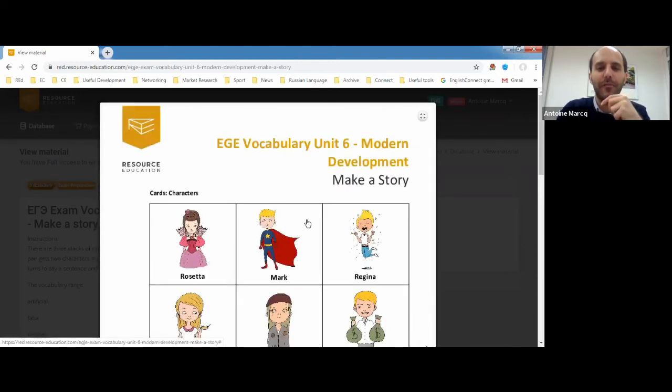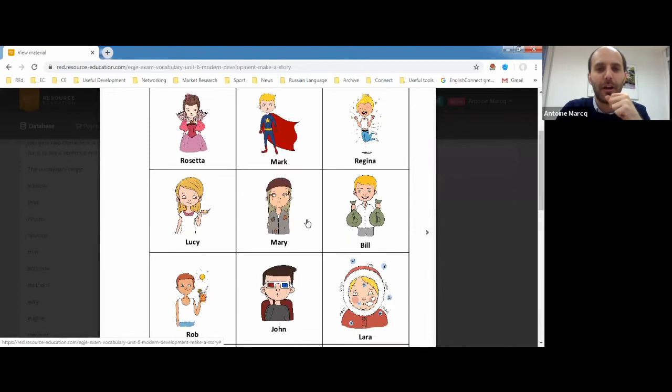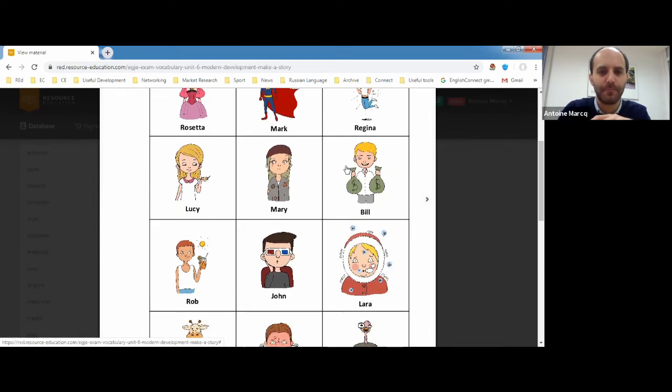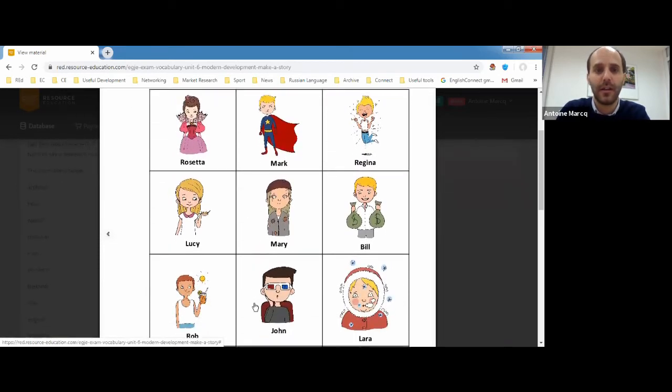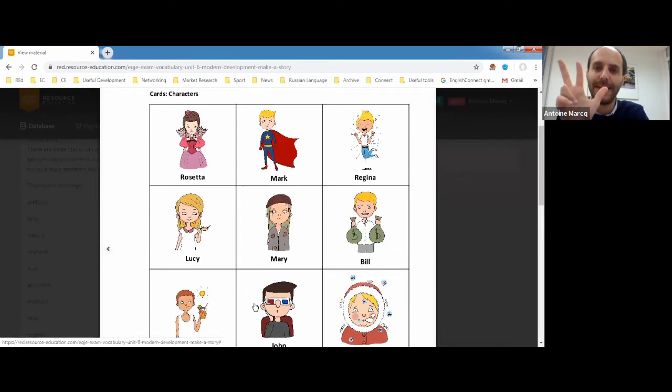Because of modern development vocabulary, you'll see that what we've put are characters that will likely discuss development. So you see, you have a superhero, and here maybe he's a robber. You have someone who's poor, someone who's celebrating, someone at the beach. You have two animals, an ostrich and a giraffe. You have someone watching a 3D movie, someone who's outside in the cold, maybe at the North Pole, someone who's angry. All these characters, students take two characters, a place, and then 3 to 10 words that they need to use in their story.